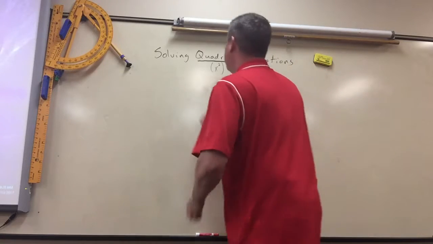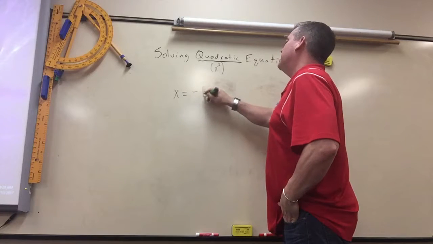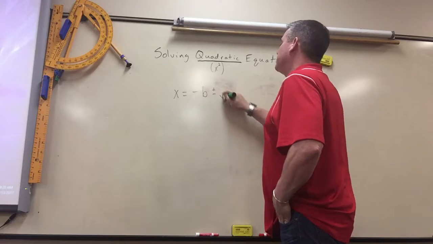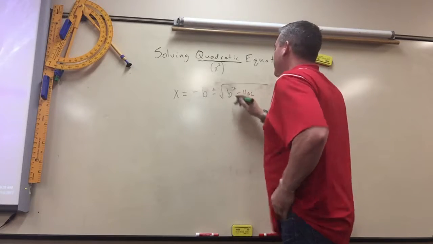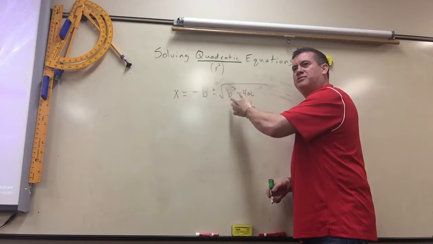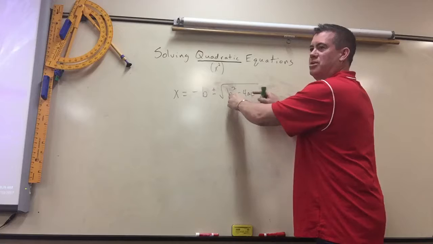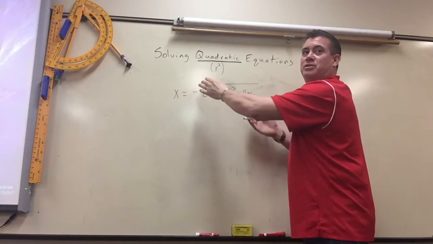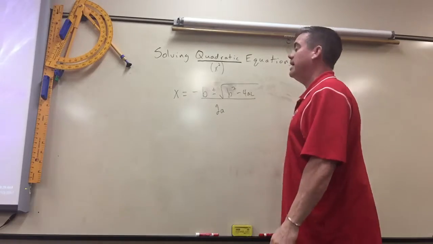This formula, the solution for x is negative b plus or minus square root of b squared minus 4ac. Anyone recognize this? The very first section, they had you solve a bunch of problems like this. They told you what a, b, and c were. They were just getting you used to doing that. Divided by 2 times a.